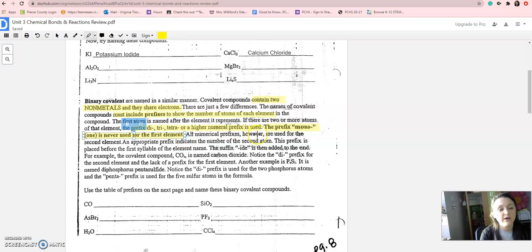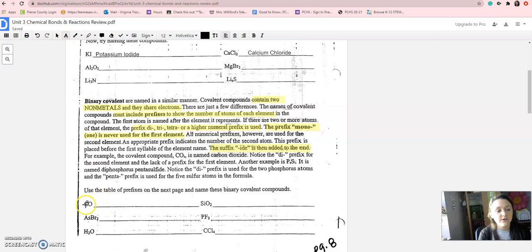And all numerical prefixes, however, are used for the second element. So we can use mono in the second element. So it tells you how many you have of each. So for instance, we have 2 oxygens, we have dioxide, we have 3 fluorines, we have trifluoride. So the suffix IDE is then added to the end always. Okay, so let's try a few of these.